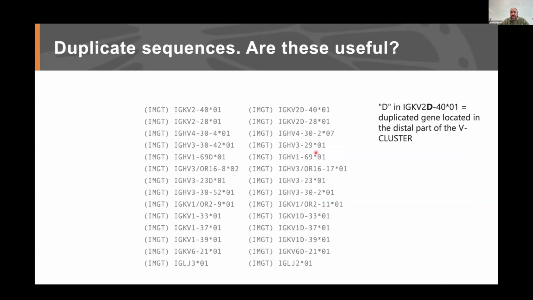We found it in IMGT, not in OGRDB, a lot of duplication. So in fact, all these listed genes and alleles from both columns are equal to each other, 100% identical. In the nomenclature, this D is indicating that there is a duplication in a distal area compared to the previous one. Sometimes they even belong to different clusters, but are exactly the same sequence.